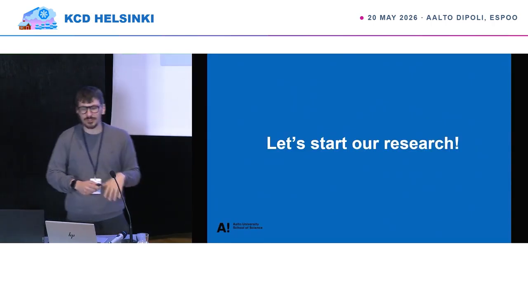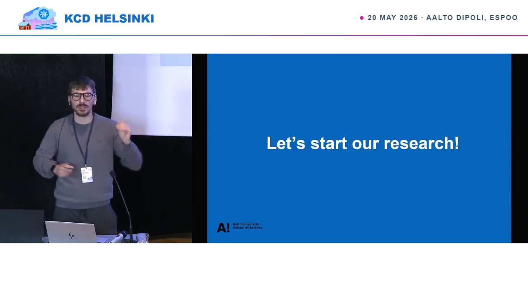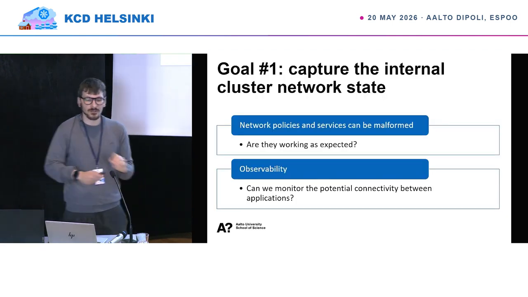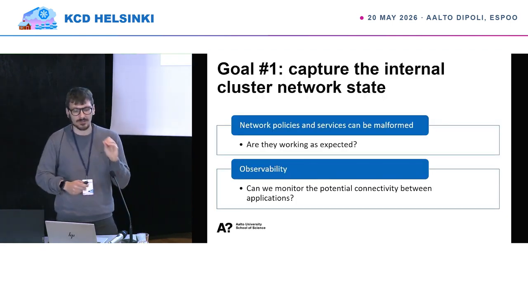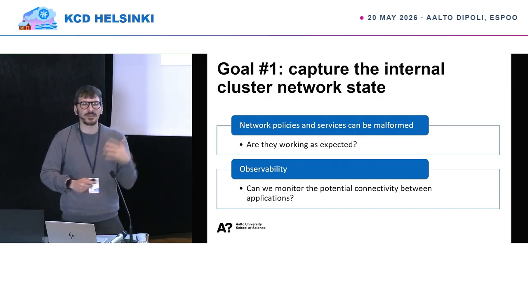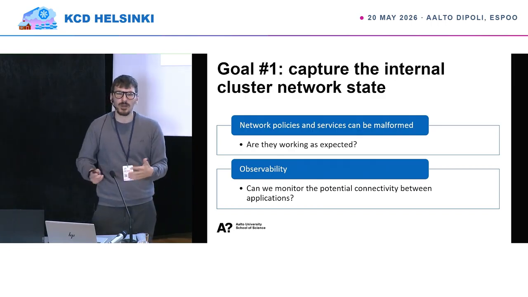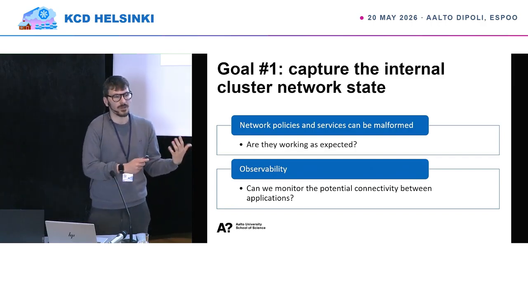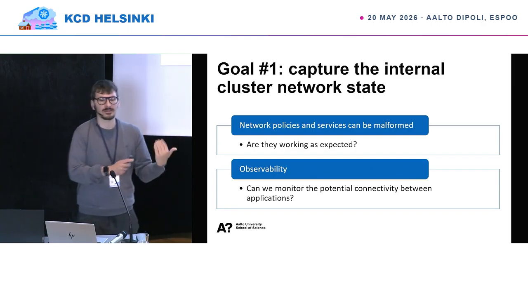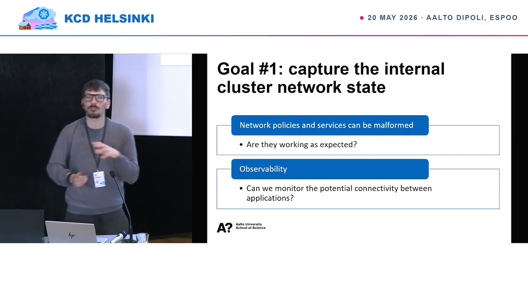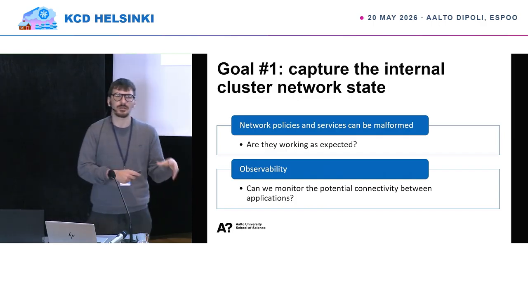And for this research, we said that we have 3 goals, and we start with the first one. The first goal is to understand the internal cluster network state. So the idea is that we have these discrepancies between what is actually listening on a container and what the Kubernetes YAML files tell us. And we want to see how this maps to real applications and to real clusters.